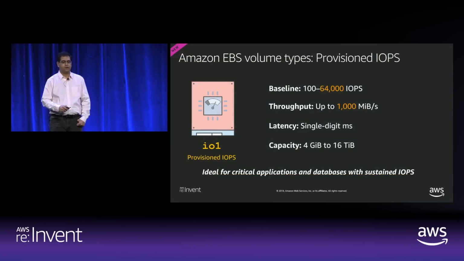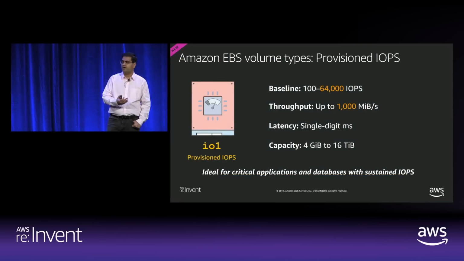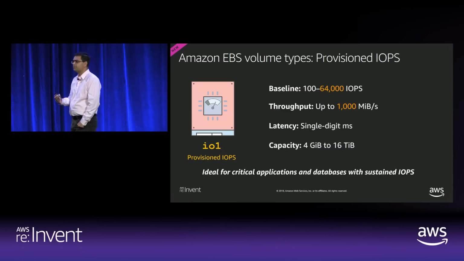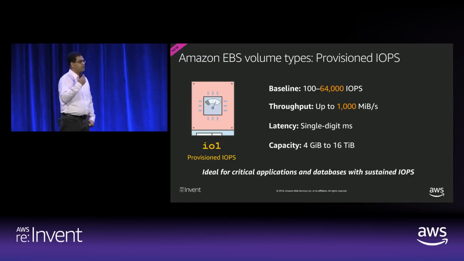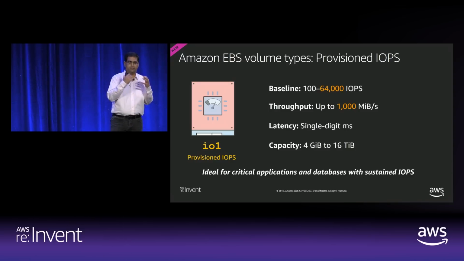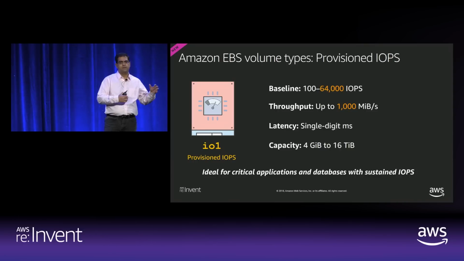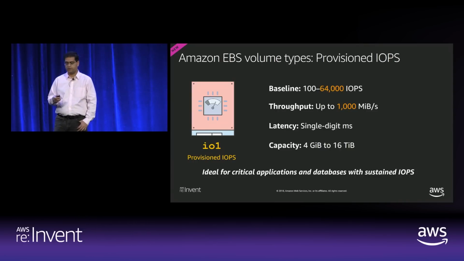And very excited about bringing this to our customers. And so that's what the profile looks like, with a baseline of 100 IOPS going all the way up to 64,000 IOPS, with a throughput going all the way up to 1,000 megabytes per second, capacity ranging from 4 gig to 16 terabytes. If your application needs critical sustained IOPS, then likely provisioned IOPS is the right offering for your workloads.